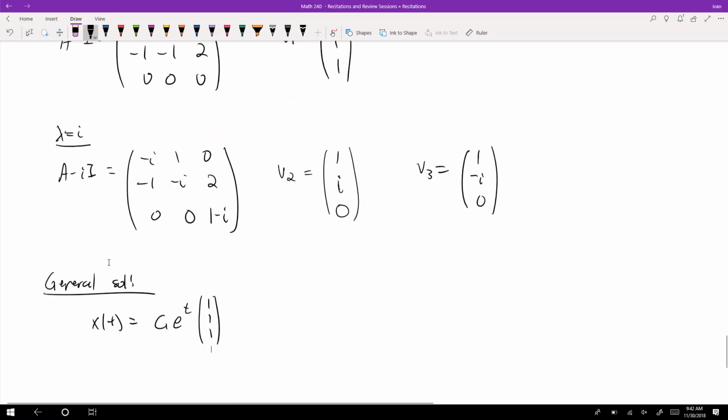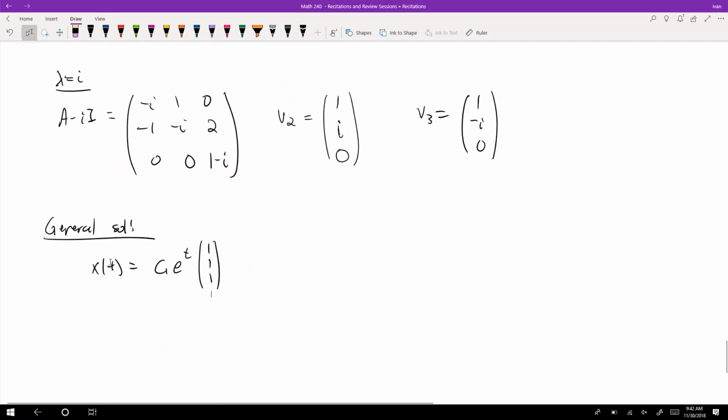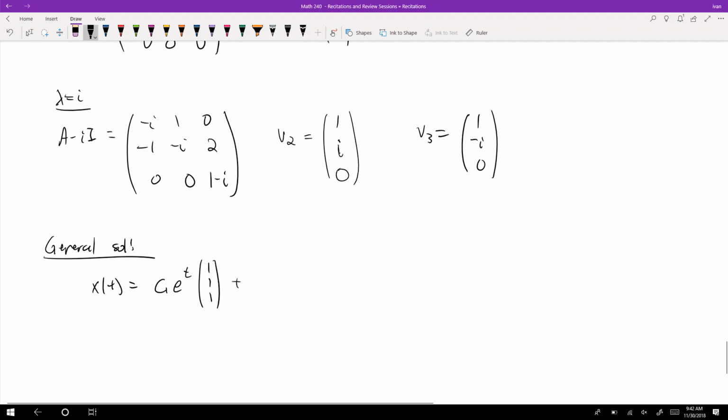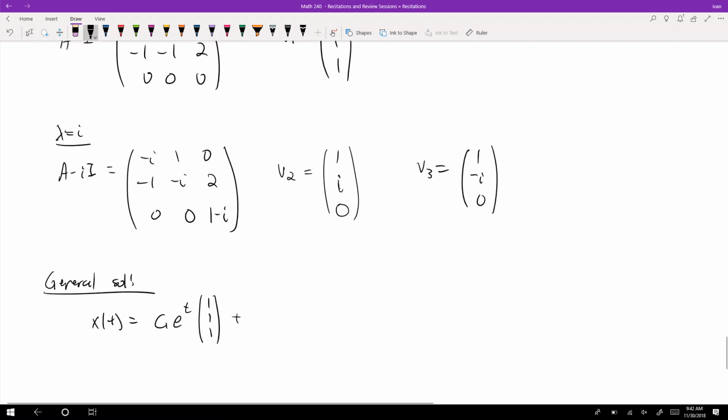But don't copy this down. I'm just going to write it out and show you why something doesn't work. If we add in C2, e to the it, times (1, i, 0), why doesn't this work as a solution?